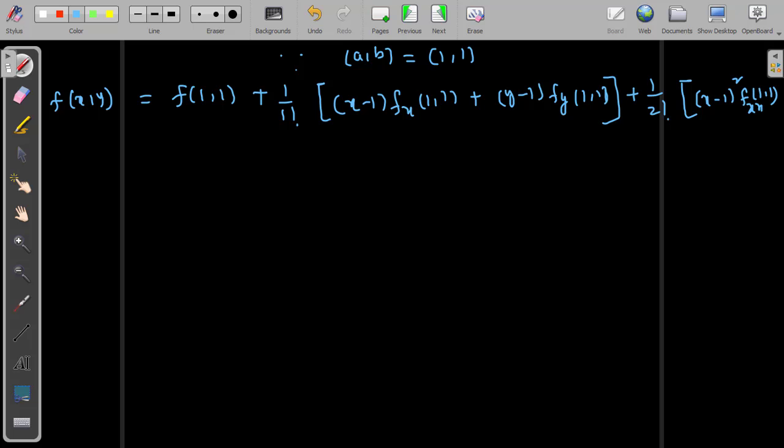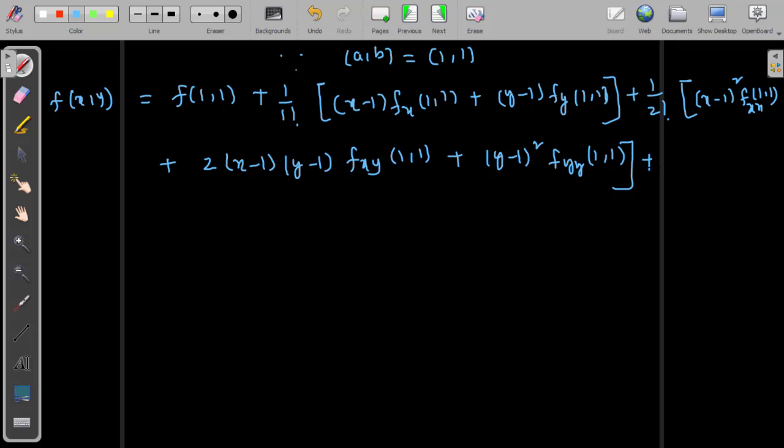Again, the second term is 2 times x minus 1 multiplied by y minus 1, the mixed partial derivative at the same point 1 comma 1, plus the last term, y minus 1 whole square f double y at 1 comma 1, close the bracket, plus so on. Let's suppose this is equation number 2.